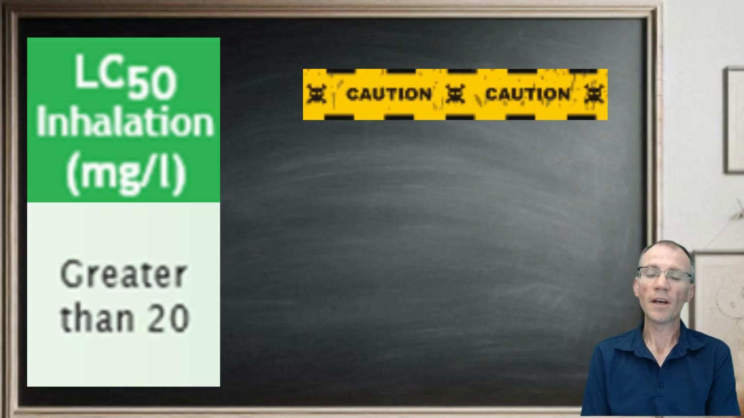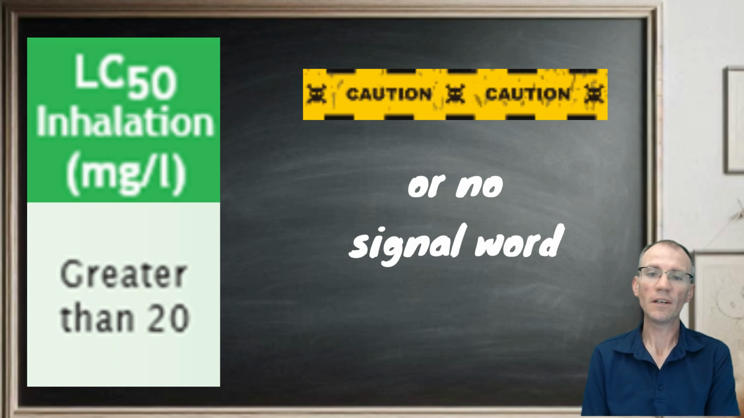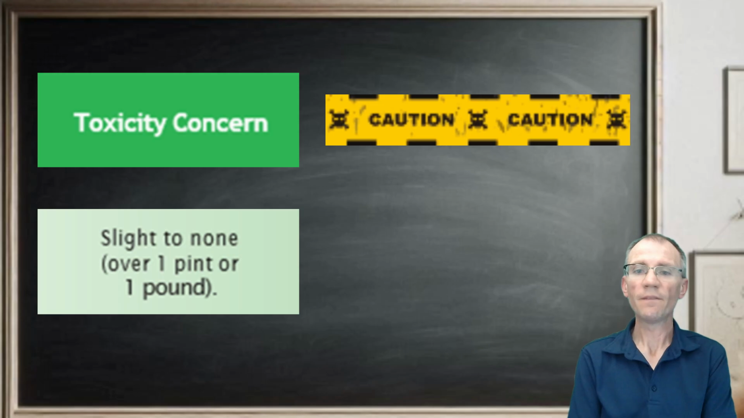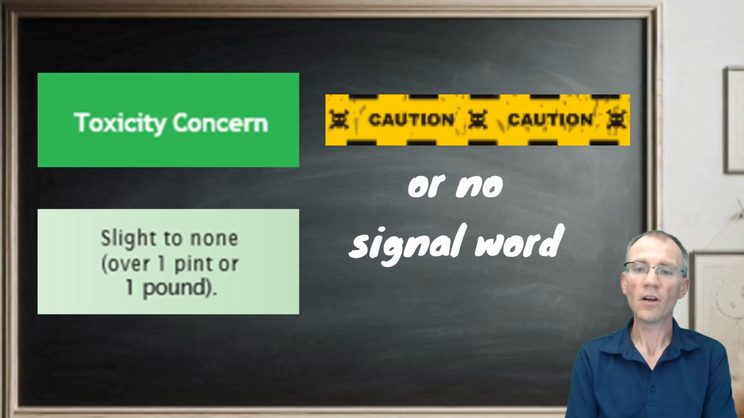milligrams/kilograms. Products with the word caution or no signal word have an LC50 inhalation of greater than 20 milligrams/liters. Again, with caution or no signal word, contact injury concern is going to be slight concern for skin, eye, or respiratory injury. And finally, with our signal word, caution or no signal word, the toxicity concern is slight to none over 1 pint or 1 pound.